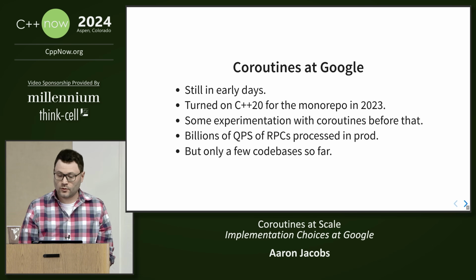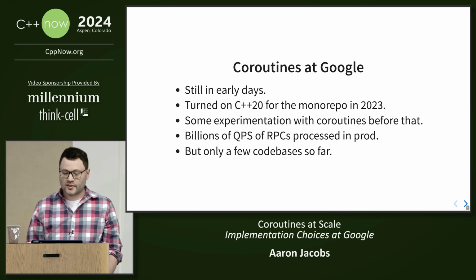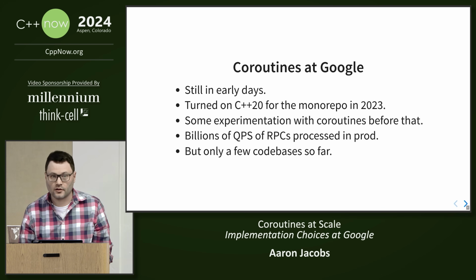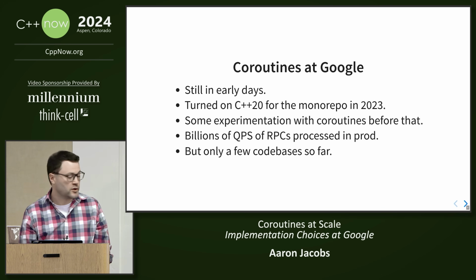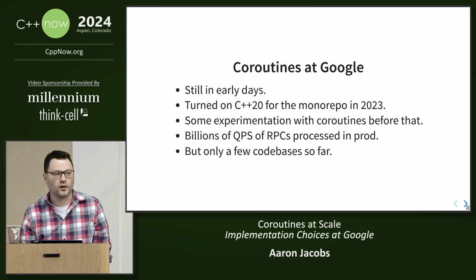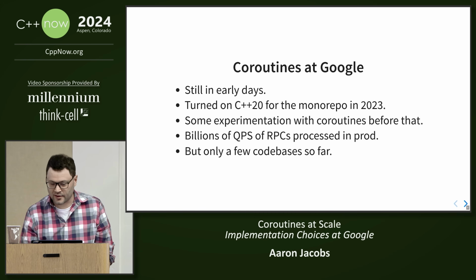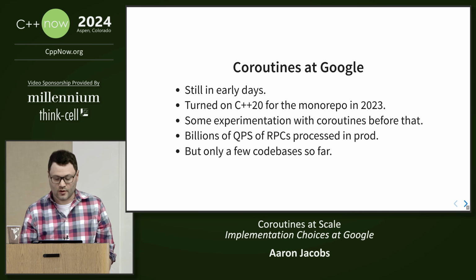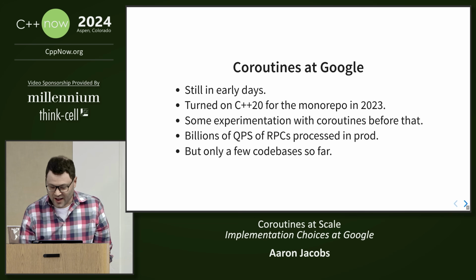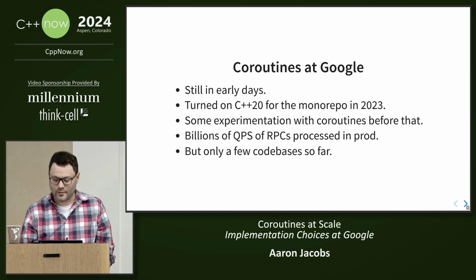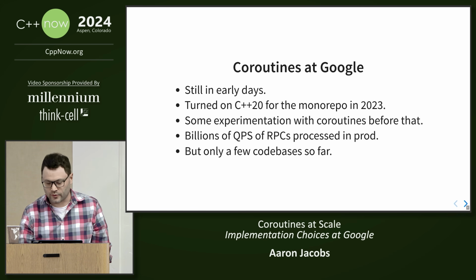Let me start by giving you a snapshot of where we are with coroutines inside Google. We turned on C++20 for most builds last year, although I've been using coroutines and C++20 in my own projects for longer than that while developing the library. We're already processing billions of RPCs per second in production using coroutines, which I guess is a decent rate, but there's a lot of room to grow in that number because there's only a few distinct code bases using coroutines at Google right now. We're still growing that.